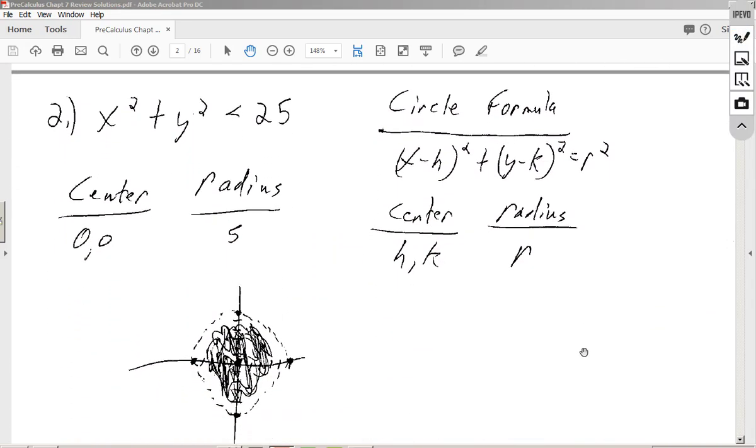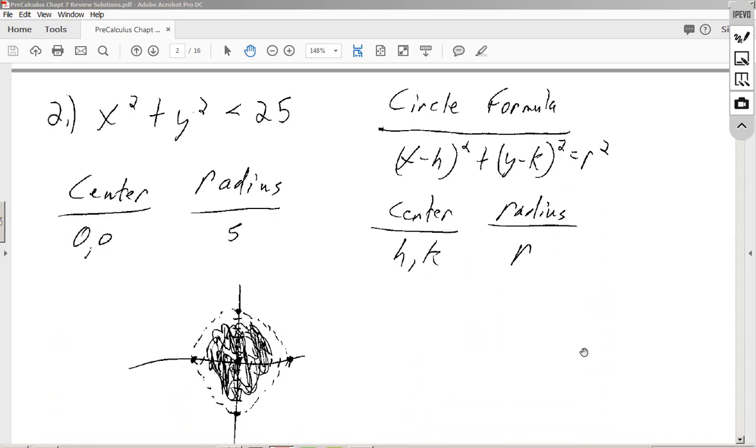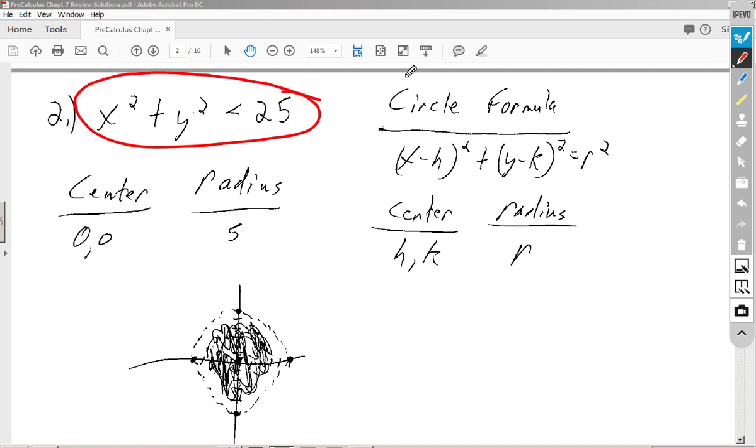So looking at this next one, it says sketch the graph of the inequality. We've got x squared plus y squared is less than 25. As I look at this, I recognize this is the equation of a circle.